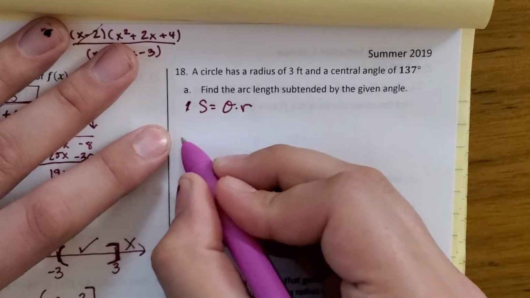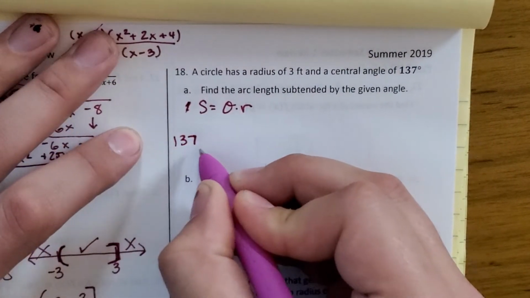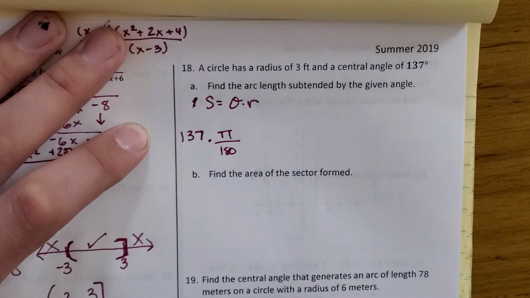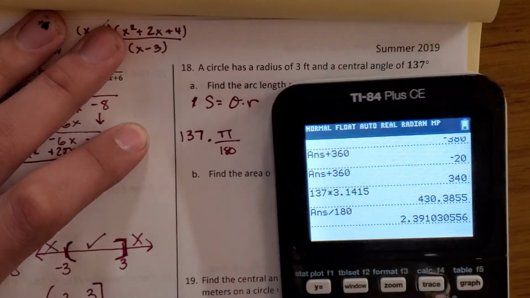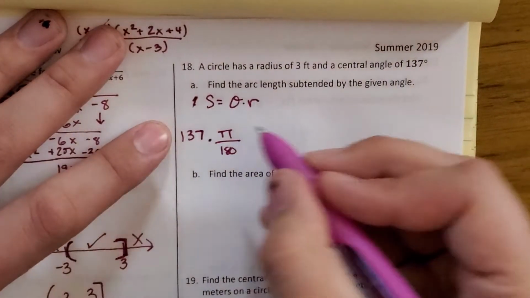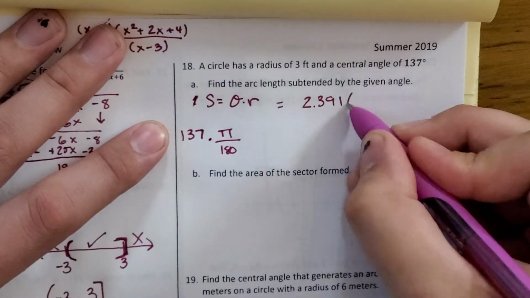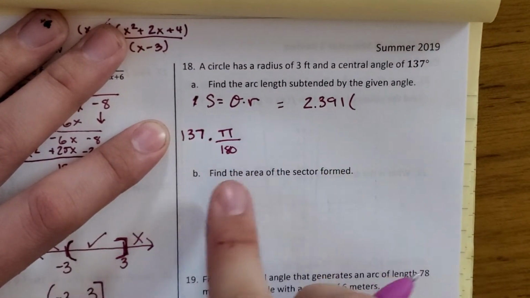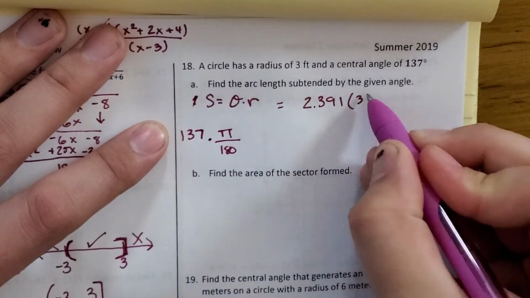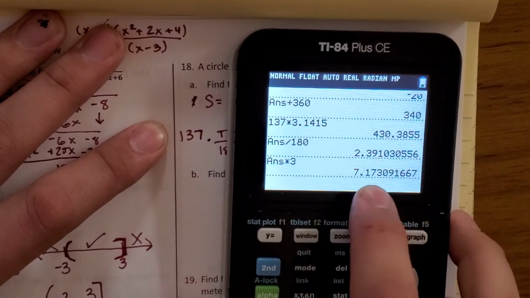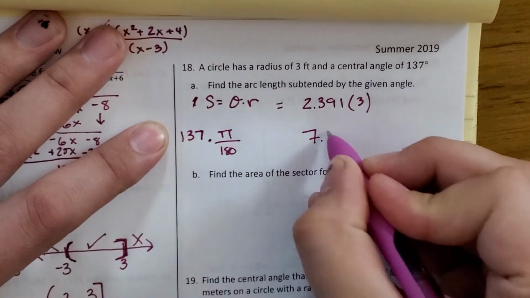So I need to convert 137 into radians. So 137 times pi over 180. So I'm going to put that in my calculator. 137 times pi divided by 180. And I get approximately 2.3910. So I know theta is 2.391. I'm not going to take that out of my calculator because I want to keep that whole decimal, but that's what it's going to be. Times the radius, which is 3. So I'm just going to take this number in my calculator, multiply it by 3, and it looks like the arc length is going to be 7.17 feet.